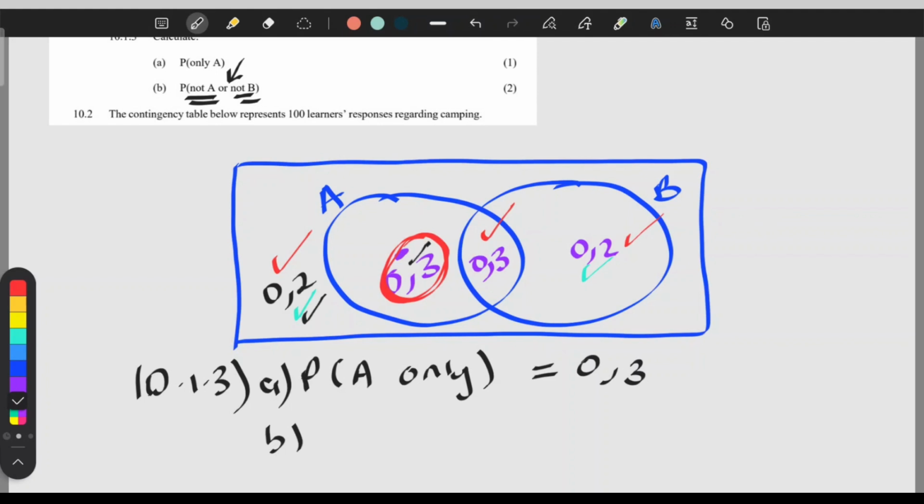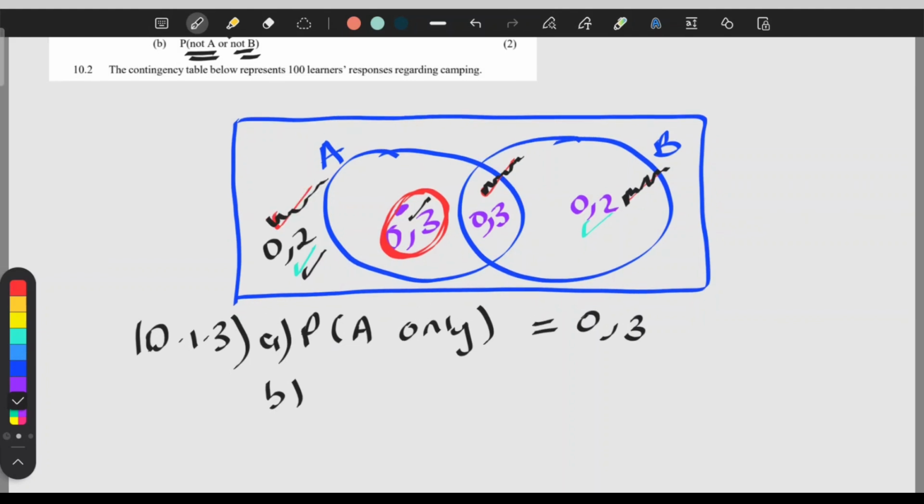So now I'm going to look at which of my numbers has ticks. But remember, these red ticks don't count, because this was just marking the previous question. Every number that has a tick, I'm going to add. So 0,2 has a tick. Although it has 2 ticks, I just write it down once. Then 0,3 has a tick. 0,2 has a tick. I add them all up and I get 0,7. And that's how you do that one.